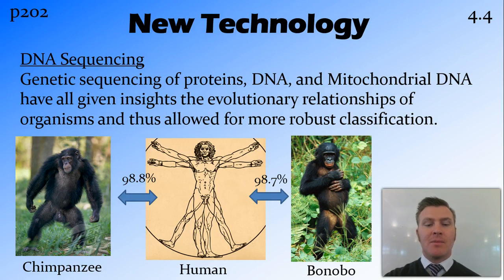Now, if you look at the chimpanzee and the bonobo, they have about 99.7% between them. So this shows us that the chimpanzee and the bonobo are very closely related to each other. However, humans are then very closely related to the chimpanzee and the bonobo. So therefore, we must have shared some common ancestor not too long ago in the past.